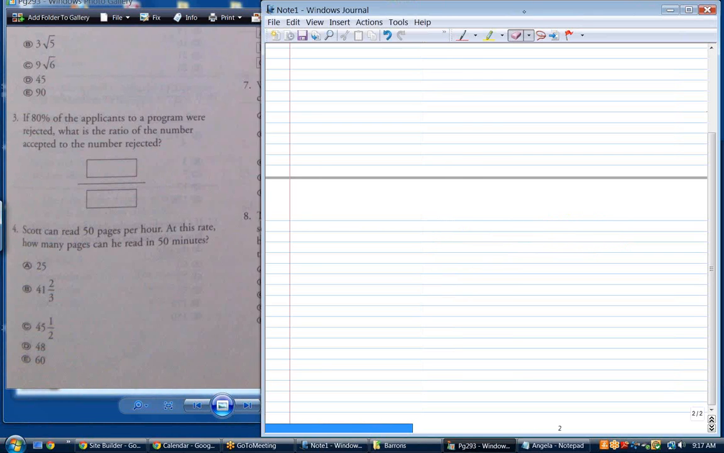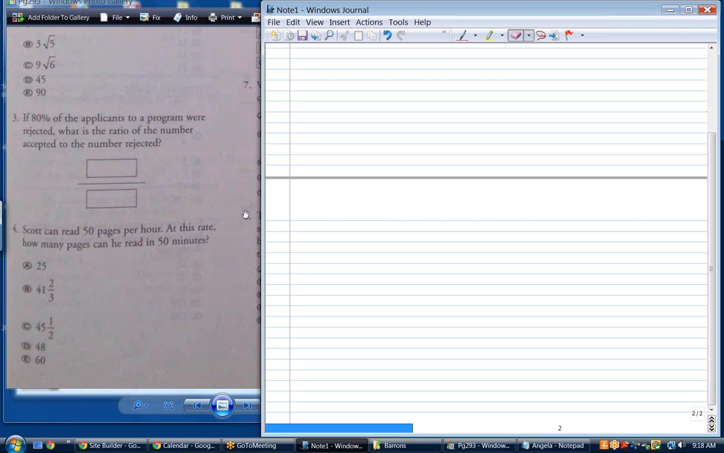Okay, number 3. Once again, let's see, I'm looking at picking numbers, maybe 100 again, which would mean 80 rejected and 20 accepted, which would be 1/4. Okay, which is correct. Okay.